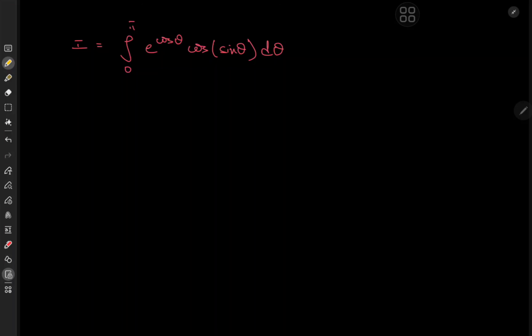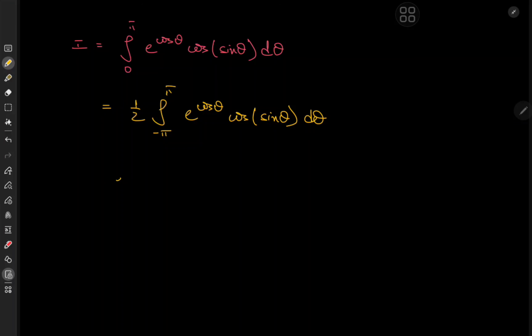And because this is an even function, we could rewrite the integral as 1/2 the integral over the symmetric interval, that is from negative pi to pi, of e to the cosine theta times the cosine of sine of theta d theta. Okay, cool. That looks cute, but we can make it look even better.